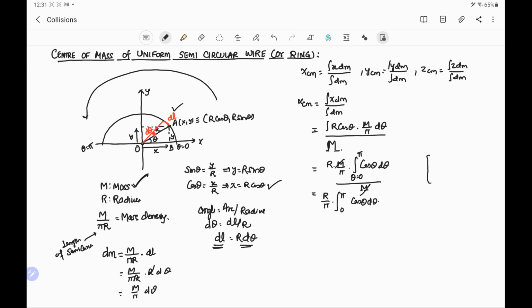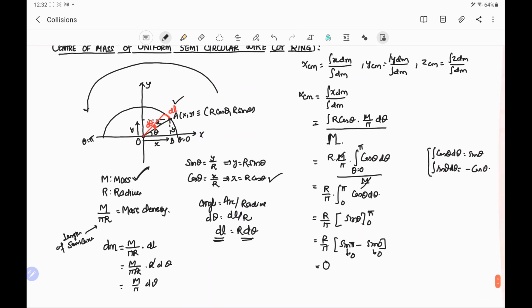Now in integration we already know the formula that integral of cos theta d theta is equal to sin theta, and integral of sin theta d theta equals minus cos theta. So using this formula we can write it is R by pi, integral is sin theta, and now put the limit. First we put the upper limit, it is sin pi, then minus, and then the lower limit. This sin pi is 0 and sin 0 is 0. That means x center of mass of the semicircular wire is 0.